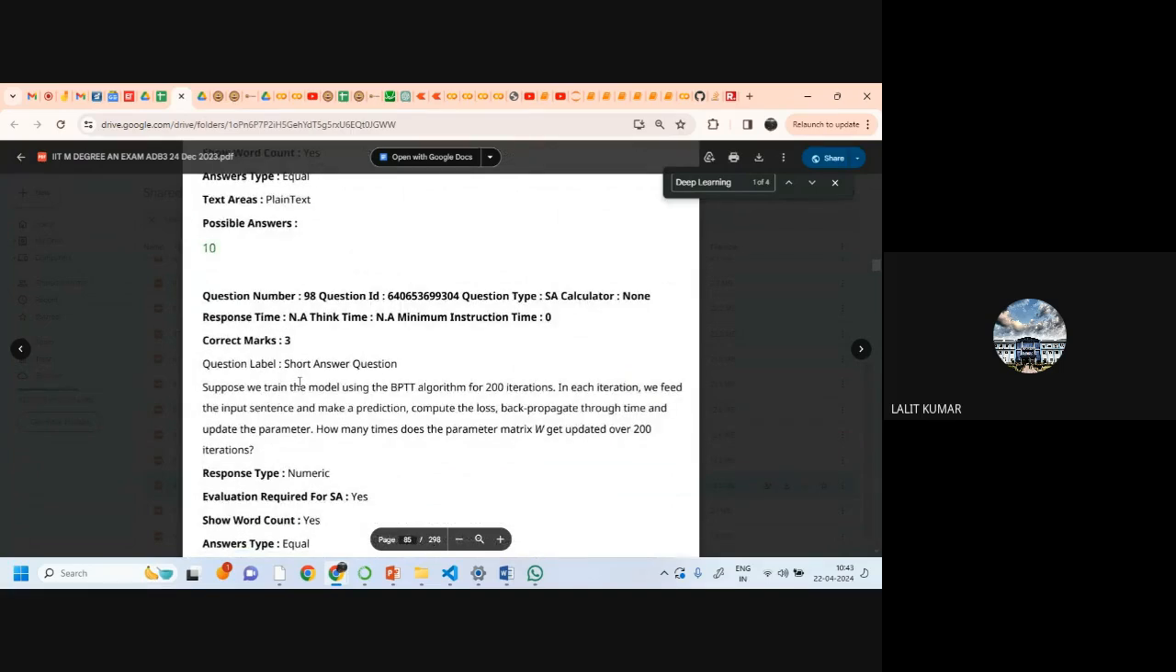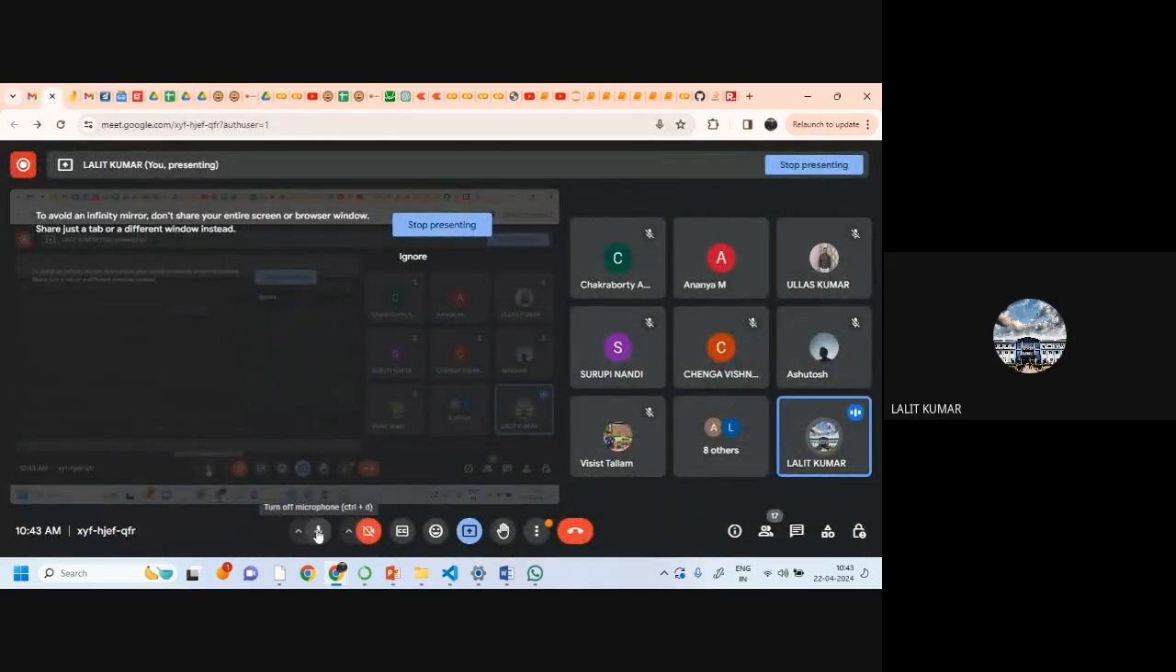Now suppose we train the model using the BPTT algorithm for 200 iterations. In each iteration, we feed the input sentence and make a prediction, compute the loss, backpropagate through time, and update the parameters. How many times does the parameter matrix W get updated over 200 iterations? So that also should be 200, right? Yeah, 200, because in every iteration it gets updated. Yes. Okay, just give me 5 minutes. In the meantime, you solve this question again. Just give me 2 to 3 minutes. Yes, sure. Thank you.